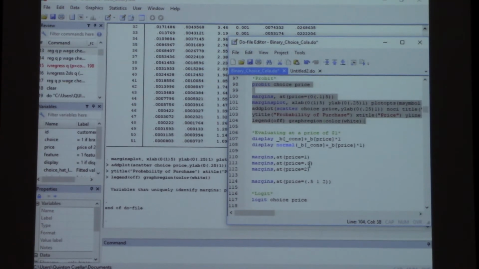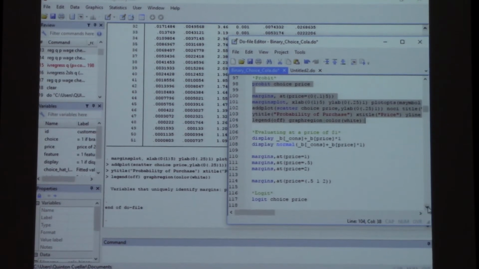All right, let's calculate the hit rate. Any questions? Are we lost? Then I'm not doing my job. So I'll try to speed it up.